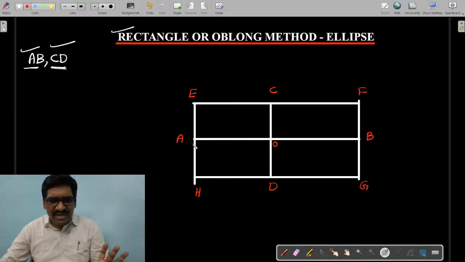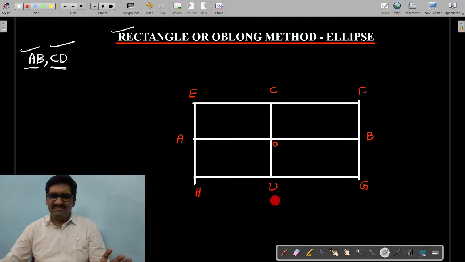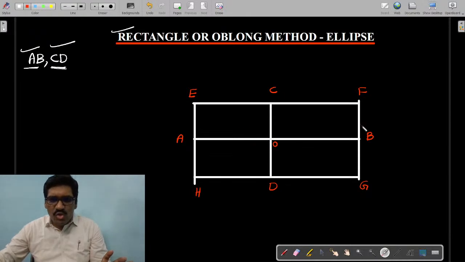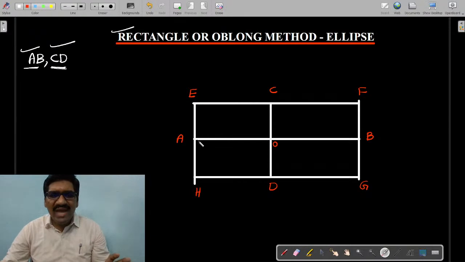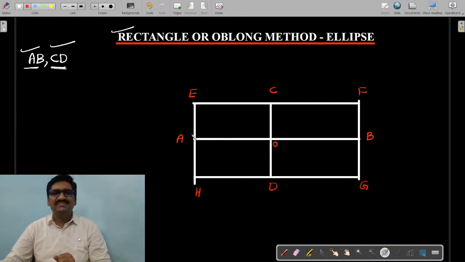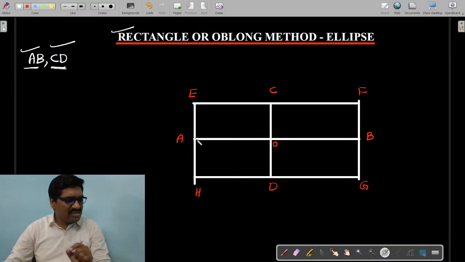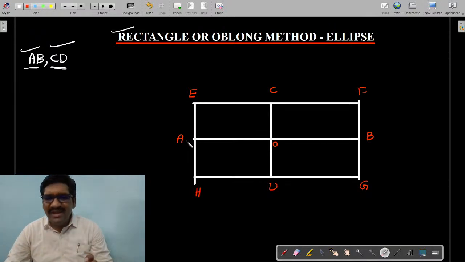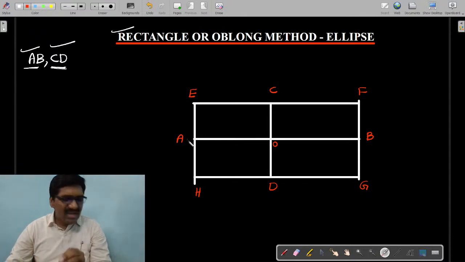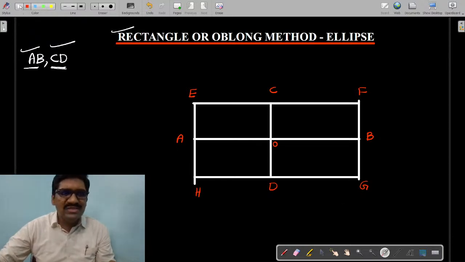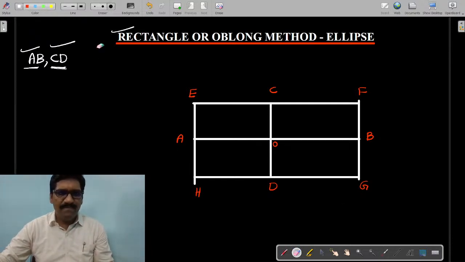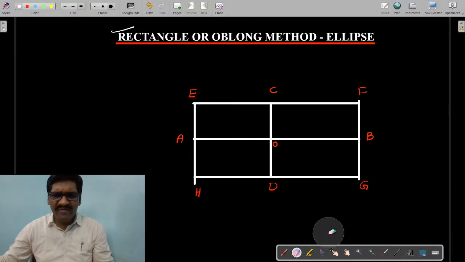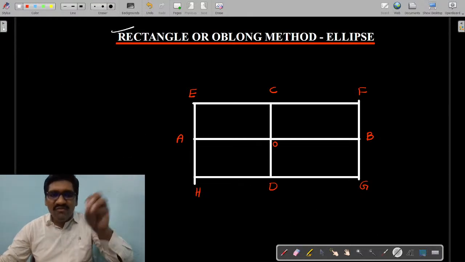Okay, in the examination, AB will be given, CD will be given. By AB and CD, you can go for construction of the ellipse. But the point is, we have to divide this AO and AE into the same number of divisions. So here you have to understand how to divide a straight line into the same number of divisions, all of you. Now I will say how to divide a straight line into equal number of divisions.